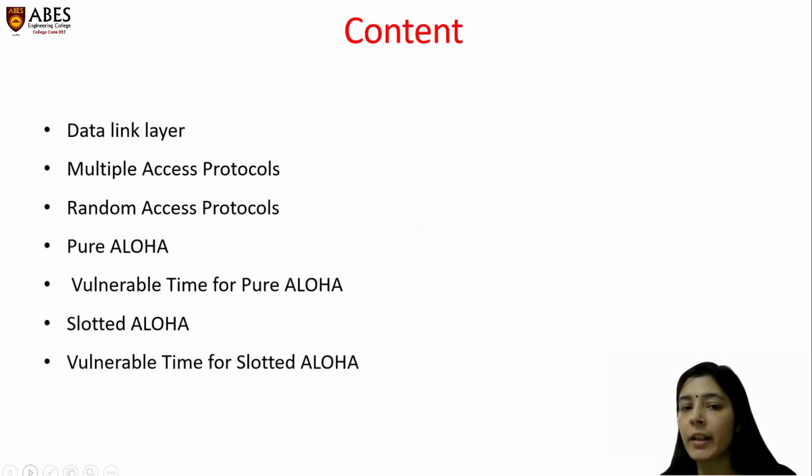These are the topics that we are going to discuss today. We will discuss the subdivision of the data link layer into two sublayers. We will discuss the various multiple access protocols, and among these, one category known as the random access protocol, and we will discuss pure and slotted Aloha, their vulnerable time, their efficiency, and their throughput.